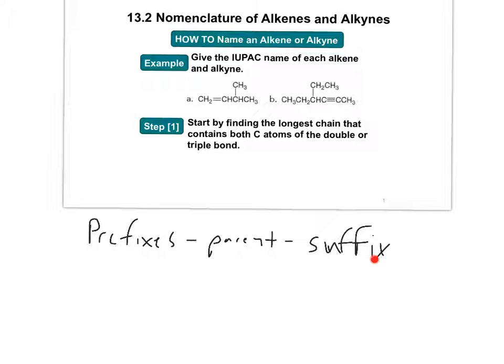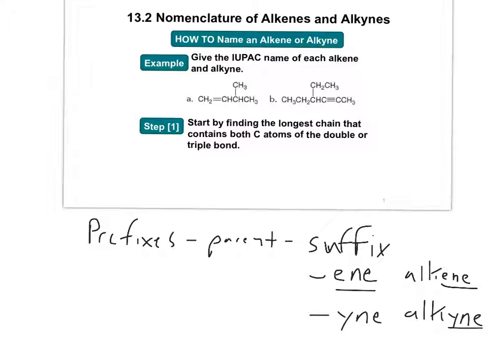And the suffix tells you what type of chemical it is. So for alkenes, they have an ENE ending. If you know the name of the functional group, the ending's the same. Ene for alkene. Then if you have an alkyne, it has a YNE ending. So notice they share the same last three letters. So the suffix tells you that it's an alkene or an alkyne or an alkane from back in chapter 12.